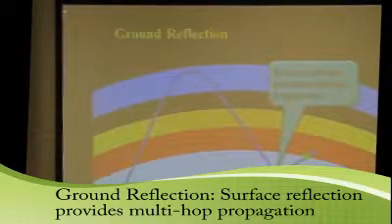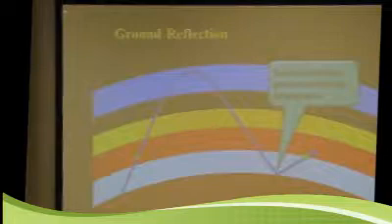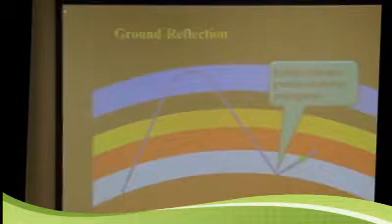Ground reflection means we can have multiple hops. You refract off of the ionosphere, it reflects off the ground, and you can get multiple hops, which gets you further and further around the world.